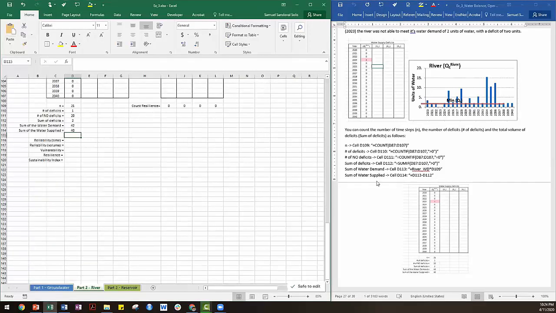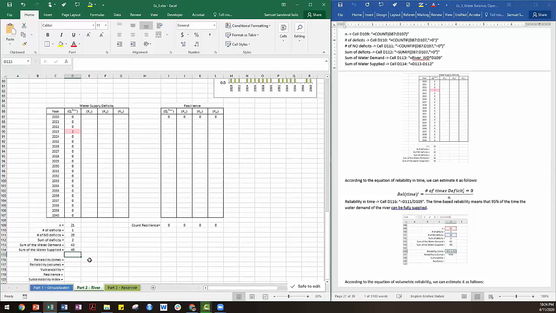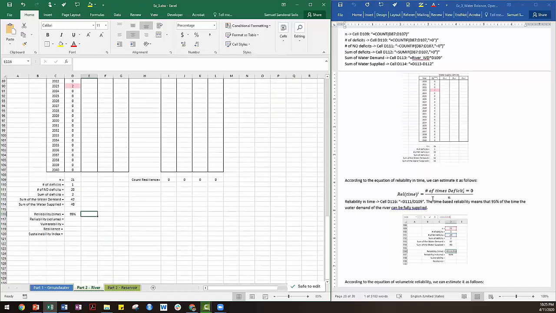So again, in order to estimate the reliability, basically it's the number of times that we didn't have any deficit, which we know is 20. So 20 times we didn't have any deficit, and the total number of times, that's what we have in here, the total number of years is 21. So it has to be 95%. So how can we estimate it in here? Well, that's how we can estimate it there. And yeah, that's correct. It's 95%, as we have just estimated in parallel.